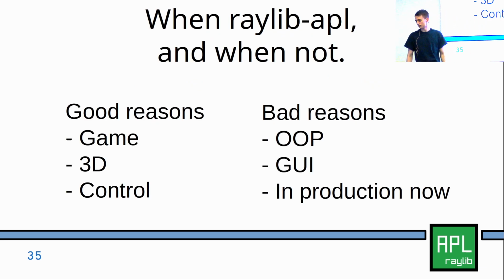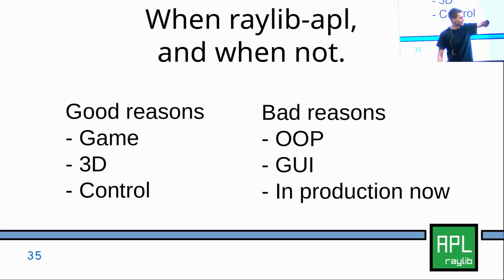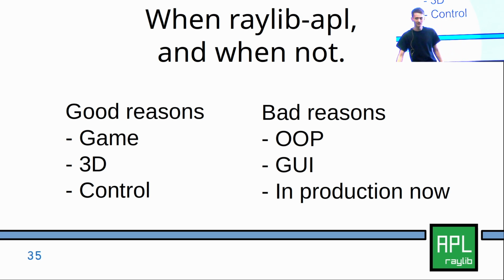And now I wanted to touch on when you should use raylib-apl. Good reasons are if you want to make a game, you want to make something 3D, and you want control. Either one of these, great reason. Absolutely perfect reason. Bad reasons, you like object-oriented. This is not object-oriented. This is not going to be that dream. If you want a good GUI, no, use QuadWC or something better than raylib-apl.